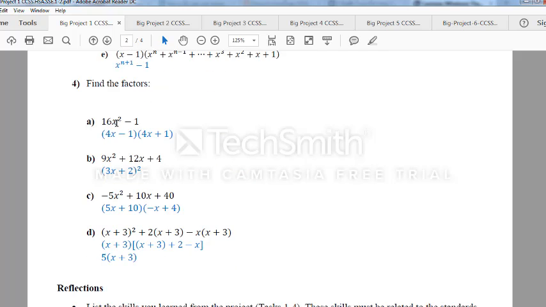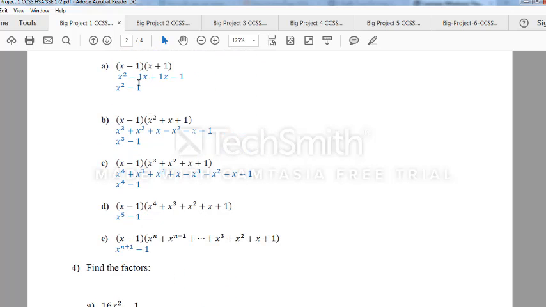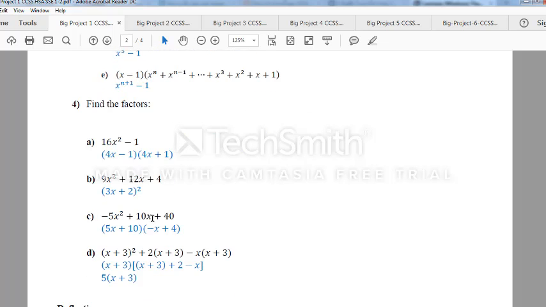In number 4 we have 16x to the power of 2 minus 1. So this one we have to find the factor of it. I like this one. The earlier one is simplified to make it become smaller, but this one we have to make it become bigger, like the first step, but in reverse.